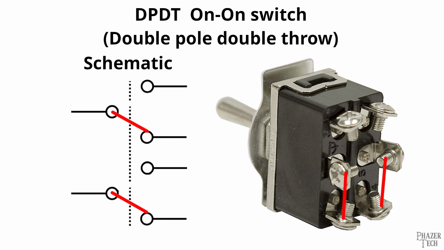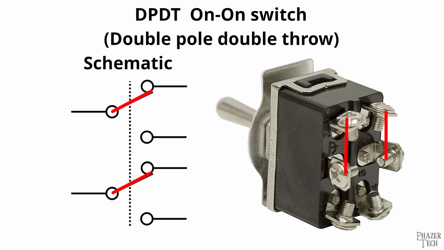Each side is completely independent from each other, which means we can turn on two different circuits at the same time. Then when the switch is flipped down, these connections are broken and instead these connections are made.